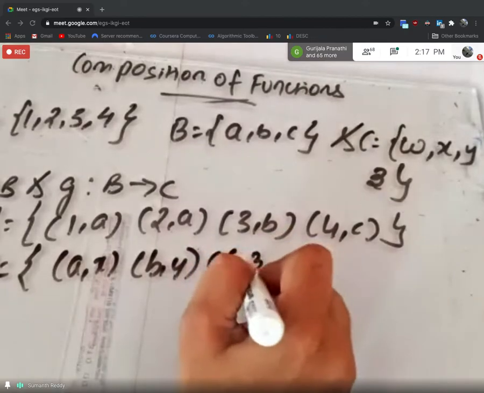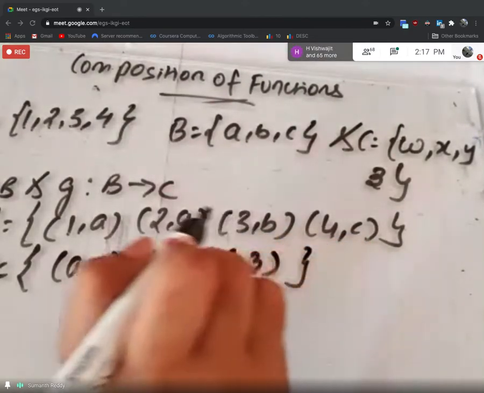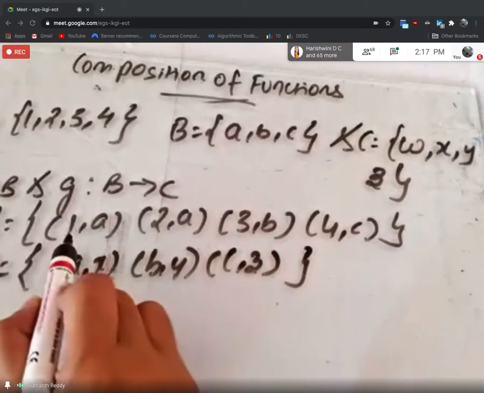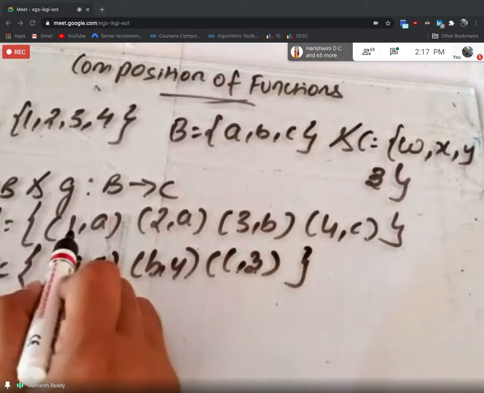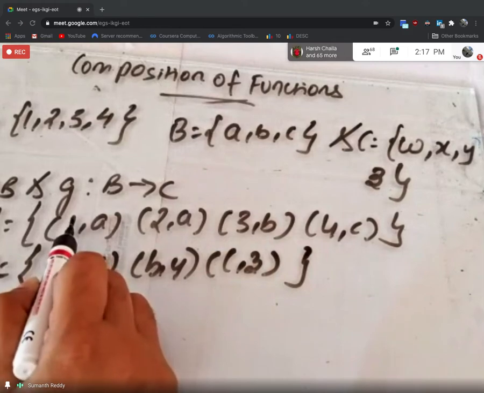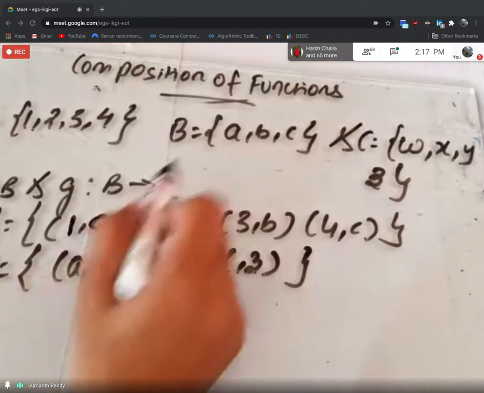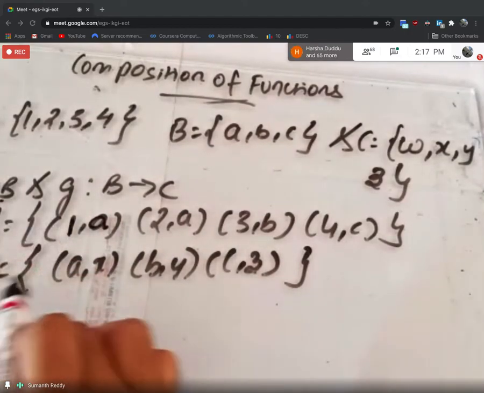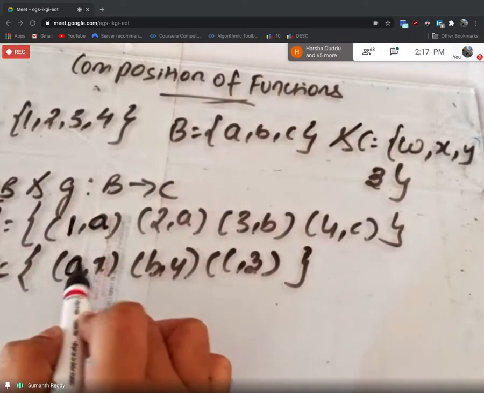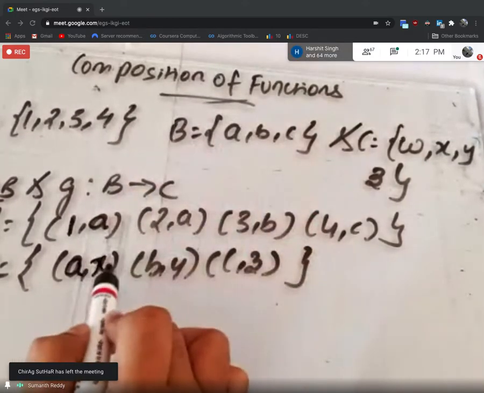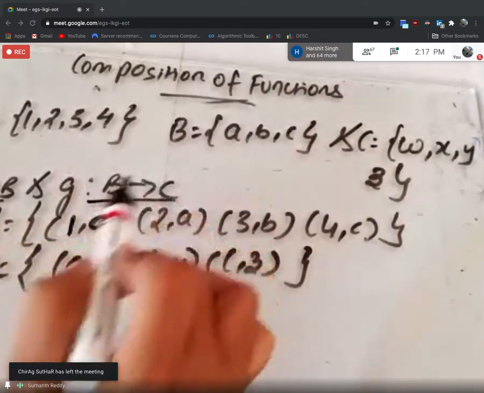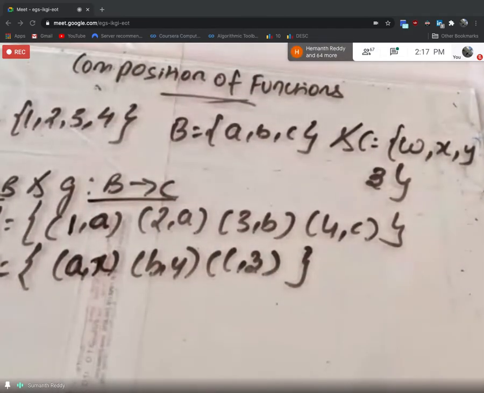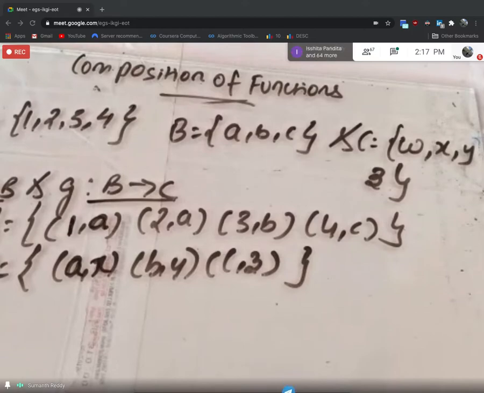Even if they don't say whether the functions F and G are defined from A to B and B to C, you can easily find it just by looking at the ordered pairs. In the function F, the first element 1 in the ordered pair is from the set A and the second element a is from the set B, so F will be from A to B. In the function G, the first element a is from the set B, and the second element x is from the set C, so it will be from B to C. Even if he does not give which set the function is from and to, you can easily find it by looking at the ordered pairs.